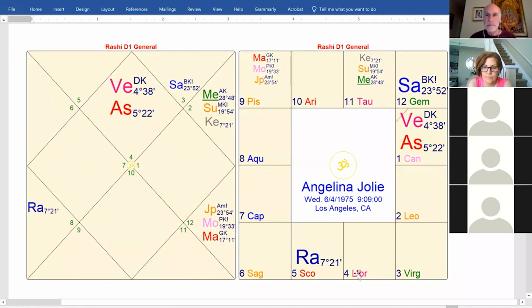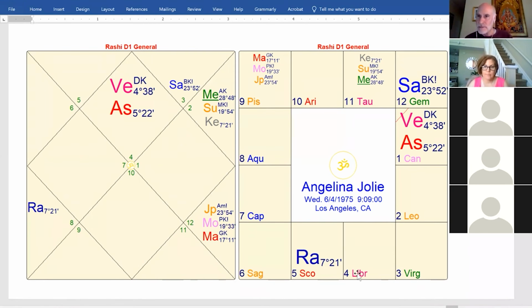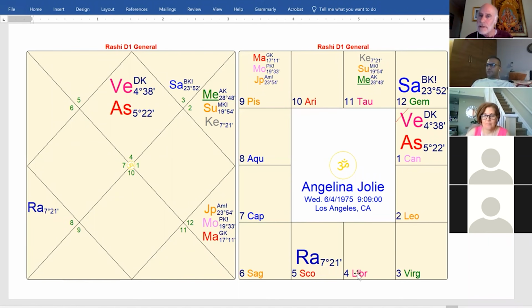Most of you have seen the chart of Angelina Jolie, famous movie star, celebrity of the US. Why would I be showing you this chart? Maybe. Mercury, third lord in 11th. Third lord in the 11th.